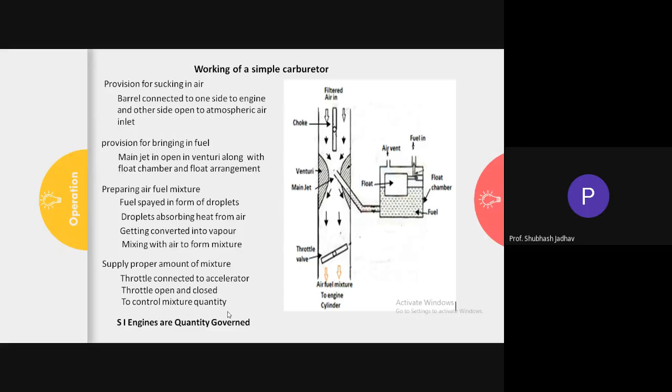SI engines are quantity governed. If you have understood, give me the confirmation. If you have not understood, please ask the doubt.